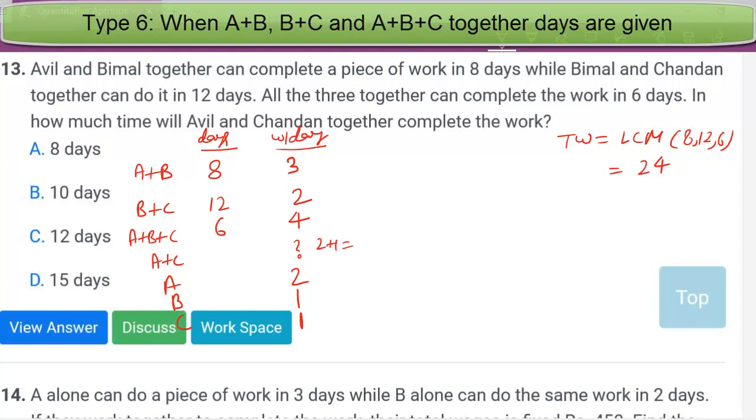So A plus C is doing 3 work per day, so the number of days they will take, which has been asked in this question, how much time. So that is the total work, which is 24, divided by the work per day done by them, which is 3. So 24 by 3, that means 8. So 8 days they will take, the answer is A.